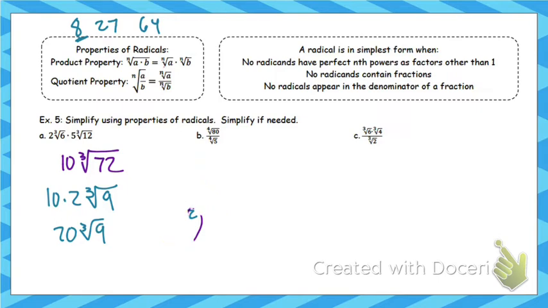All right, looking at B. Same root. These are both fourth roots, so all we need to do is just divide those numbers. This becomes the fourth root of 80 divided by 5, which is 16. And the fourth root of 16, we actually know. 2 times 2 times 2 times 2 is 16. So the fourth root of 16 is 2.